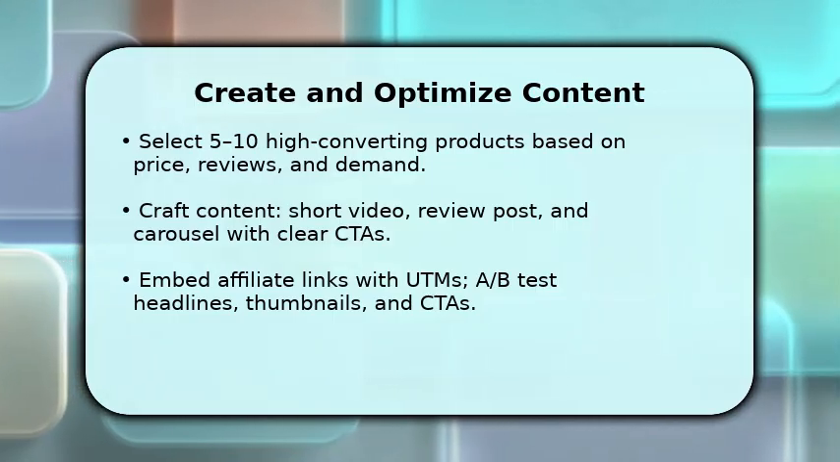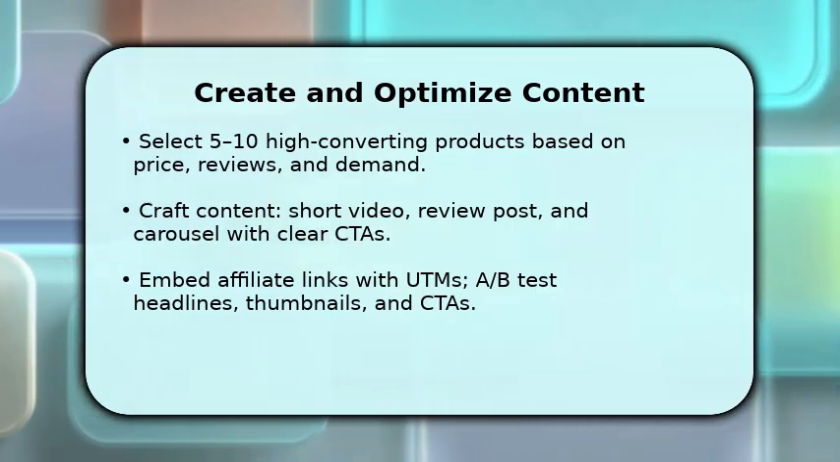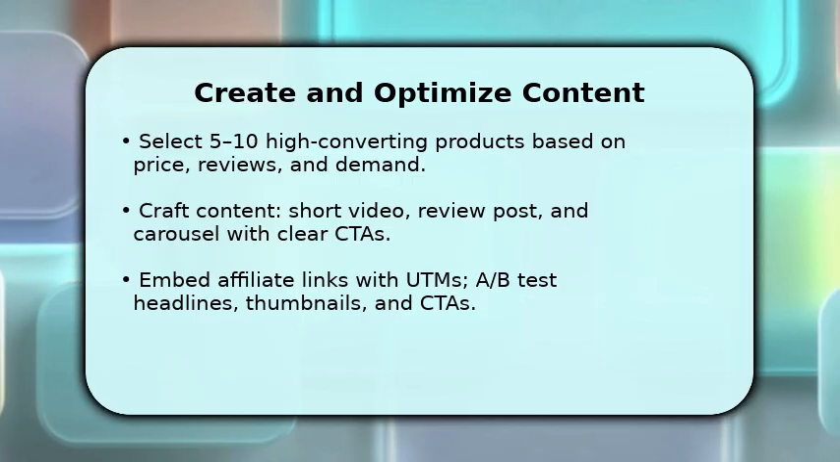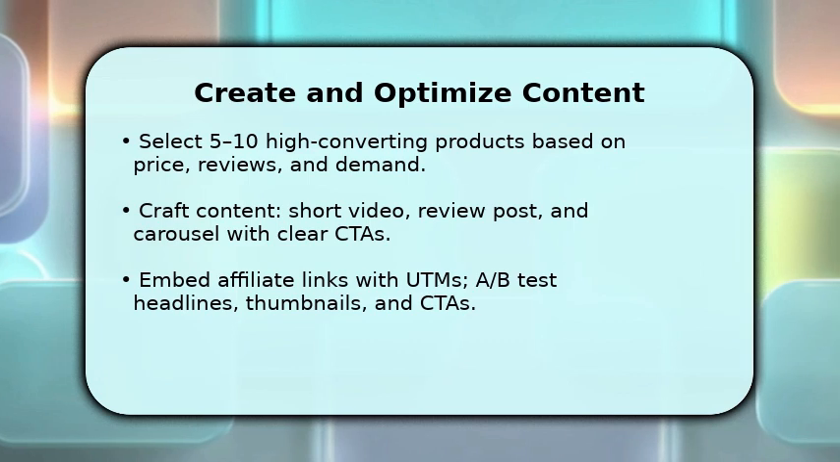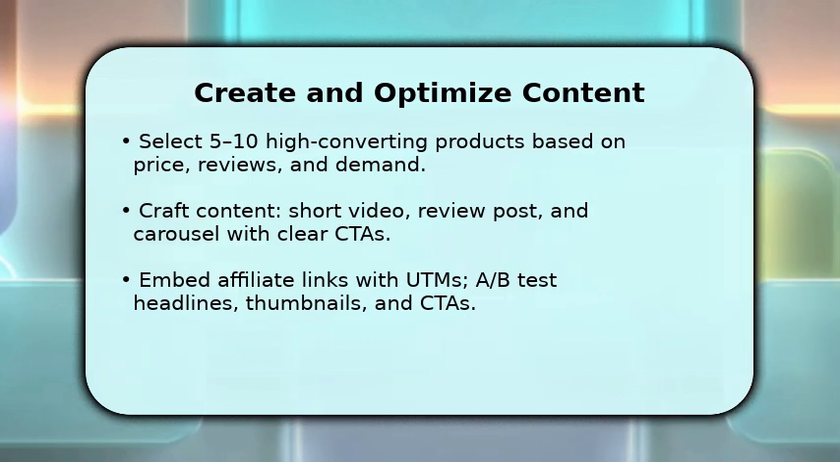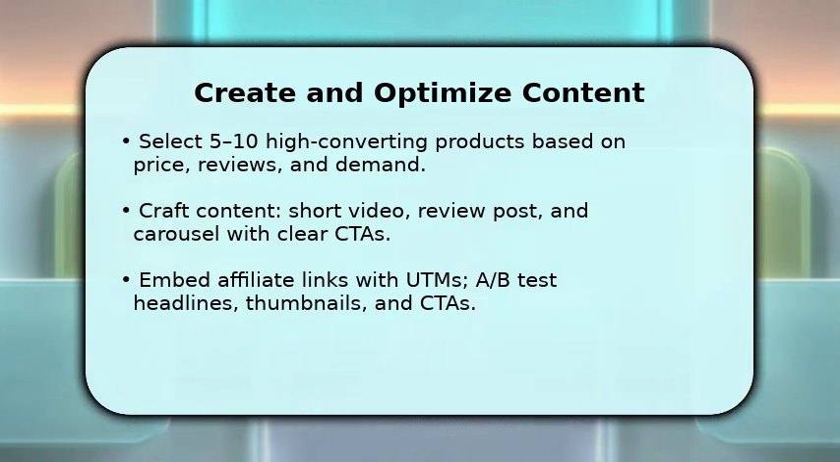Make sure to embed affiliate links with UTM parameters and use consistent naming for campaigns. Then run A/B tests on thumbnails and CTA text so you can optimize spend and organic reach efficiently.